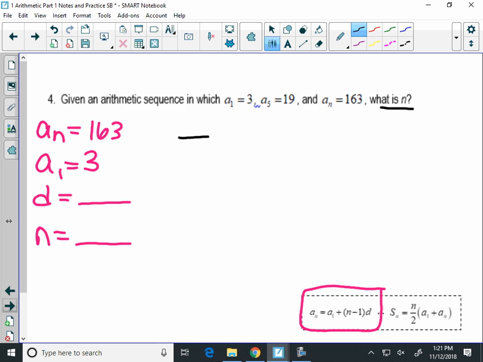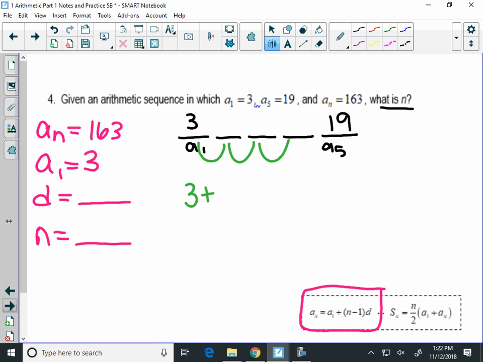Let's do it this way, because if I fill in the blanks, we know a sub 1 is 3, right? So this would be a sub 2, a sub 3, a sub 4, a sub 5. Do you agree with that? It's 19. So we could set this up just like those previous problems to find d. If I set this up, I'm going to have 3 plus how many common differences? Plus 4 common differences gets me to 19.